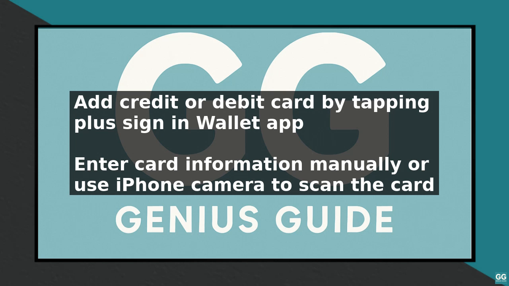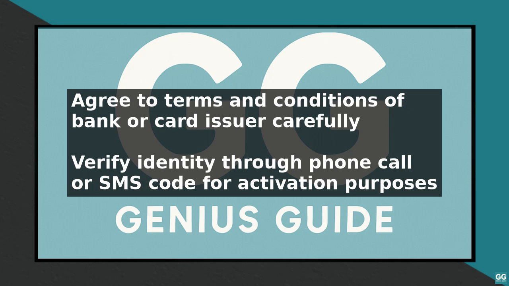Once your card is verified and added to the Wallet app, you can use Apple Pay to make payments in stores, online, and in apps. To make a payment, hold your iPhone near the contactless payment terminal and authenticate with Face ID, Touch ID, or your passcode. You can also use Apple Pay on other Apple devices, such as your Apple Watch or iPad, by signing in with the same Apple ID and adding your card to the Wallet app on each device.